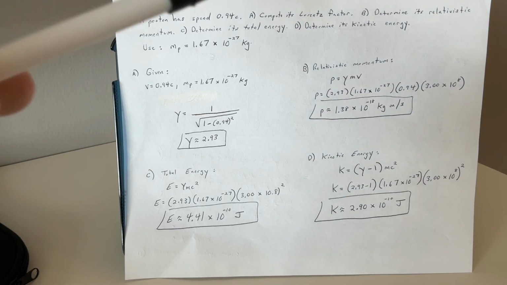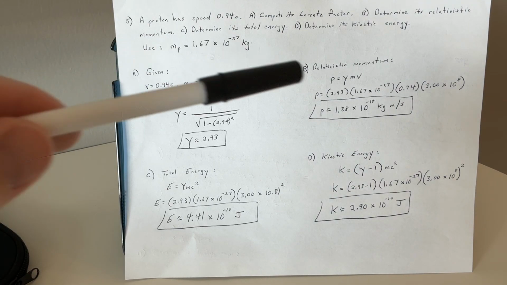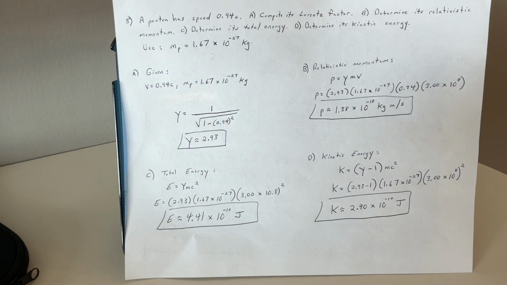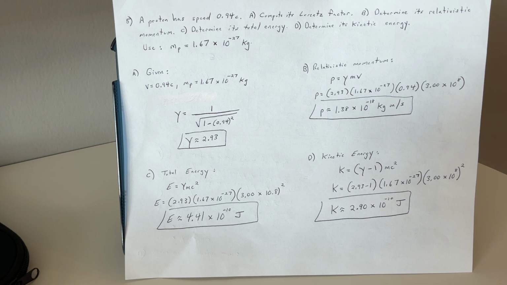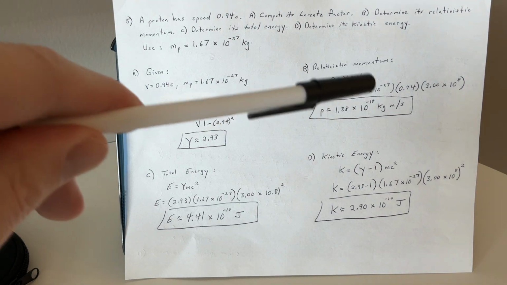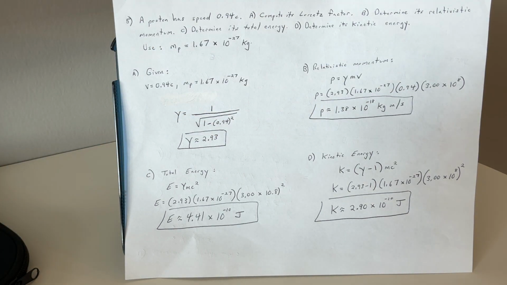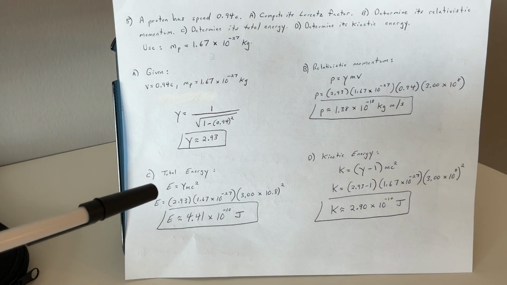For part B, determine its relativistic momentum. Well, the relativistic momentum is equal to the Lorentz factor times the mass times the velocity. So just substitute into each piece. Remember, we need our speed of light quantity there at the end, and this is going to give the relativistic momentum of 1.38 times 10 to the negative 18 kilogram meters per second.